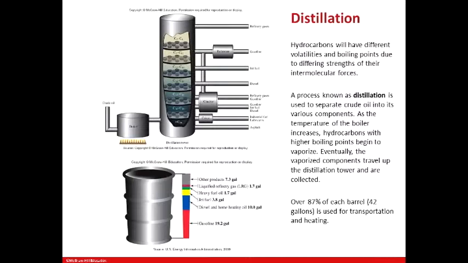So this is how we get it, and this is what the refinery looks like. The lights come out the top, the heavies go out the bottom. Know that. Higher carbons on the bottom, lower carbons on the top.